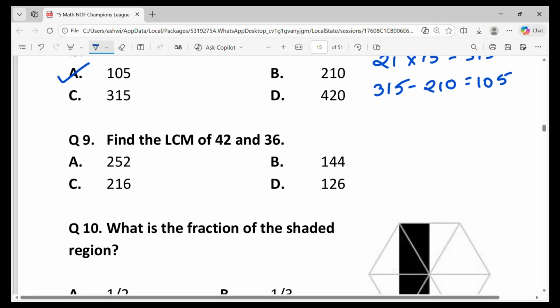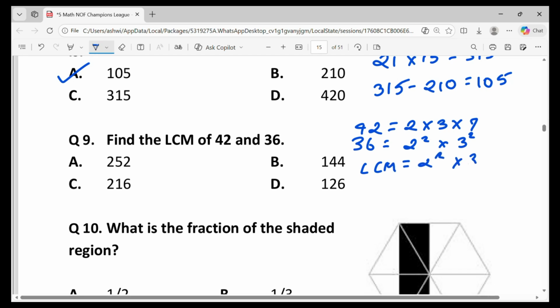Question 9. Find the LCM of 42 and 36. The prime factors of 42 are 2 into 3 into 7, and the prime factors of 36 are 2 square into 3 square. LCM is the product of the highest power of all prime factors involved. So LCM will be equal to 2 square into 3 square into 7, that is equal to 252. That is option A.